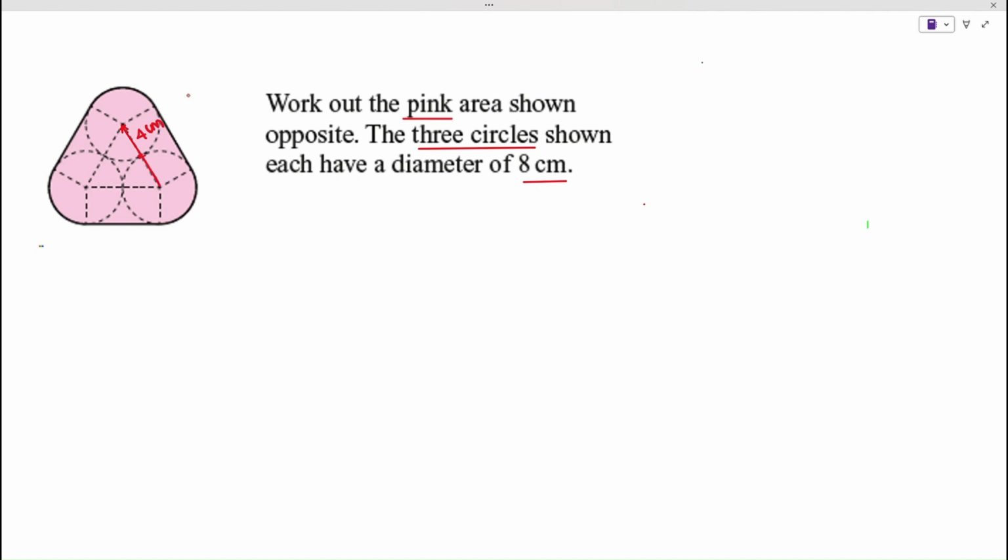And so we can label that on our diagram. And the shape can be split up into three distinct areas. So we have the rectangles, the sectors of the circles, and an equilateral triangle. So the area that we're going to find first is the area of the rectangles.